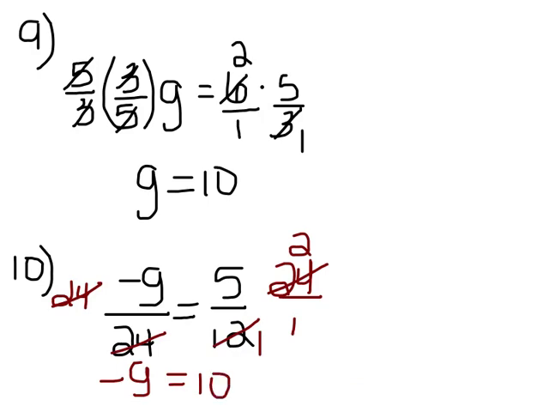However, we cannot leave our answer like this. We always have to solve for a positive variable. So in order to solve for a positive variable, we're going to undo this multiplication between a negative 1 and g by dividing by negative 1 on both sides. Negative 1 divided by negative 1 will cross off, and we'll be left with g equals 10 divided by negative 1, which is a negative 10.